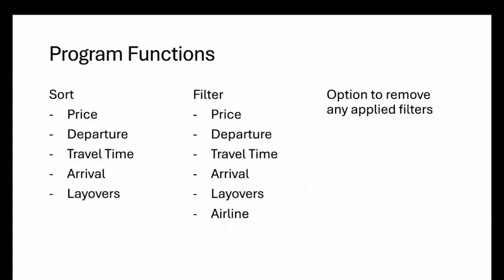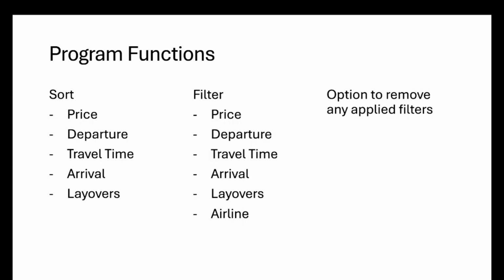So there are two main functions that edit the list of flights in this program, which are sort and filter. The sort options reorder the list. Sorting by price sorts from lowest to highest price. Sorting by departure time lets you choose a time you want the plane to leave and shows flights that leave closest to that time. Sorting by travel time sorts from lowest to highest travel time.